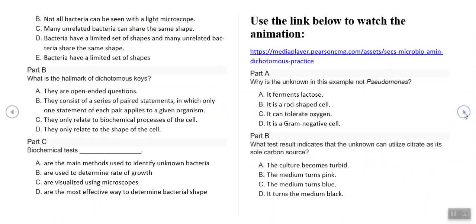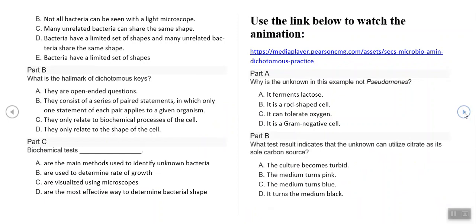Here we have option A, identification is only needed in clinical specimens. Well, that's not actually true. We need to be able to identify them for reasons other than clinical ones, to see what is normal and what is not normal microbiota. So that one doesn't work. B, not all bacteria can be seen with a light microscope. That one doesn't work either. There are some that are very small, but most bacteria can be seen with some form of light microscopy, and that's not a reason why visualization is not sufficient.